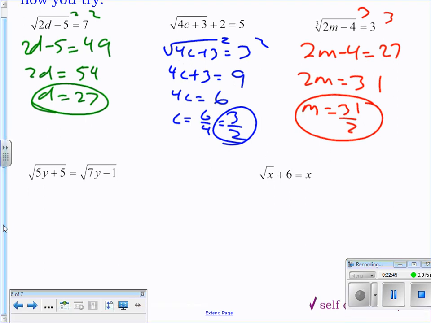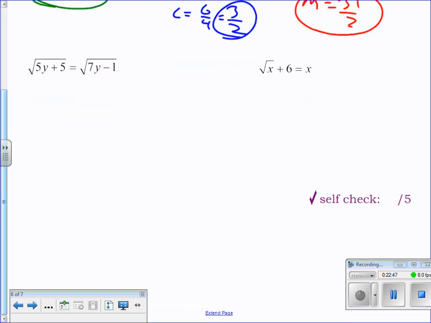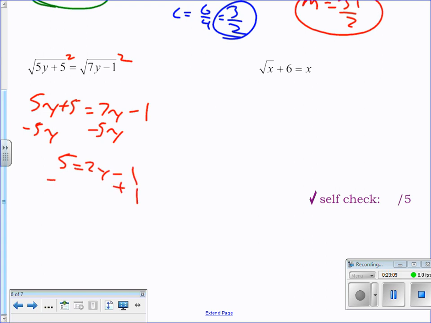These next two are a little more complicated. Let me give myself a little more room. Still not that bad. Square root equal to a square root. I square both sides. 5y plus 5 equals 7y minus 1. Subtract 5y. And I get 5 equals 2y minus 1. Add 1. 6 equals 2y. Divide by 2. y equals 3.